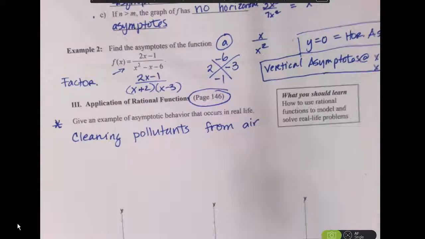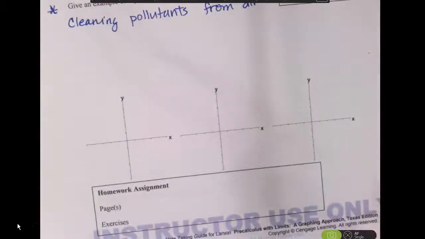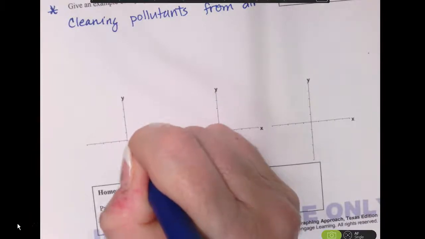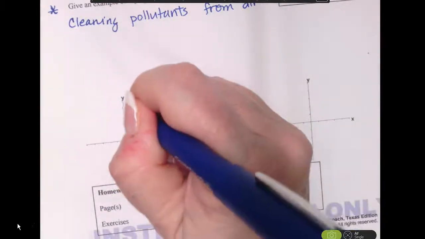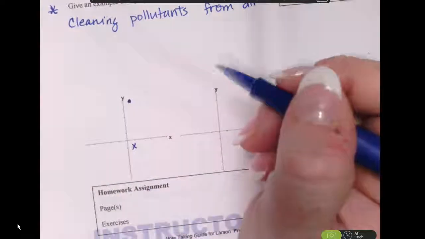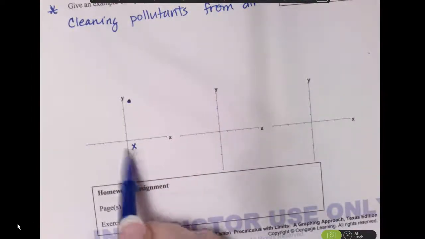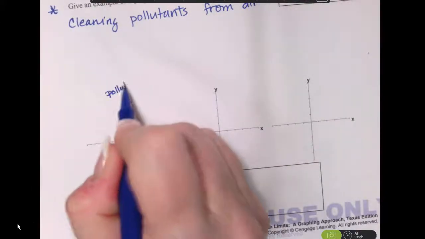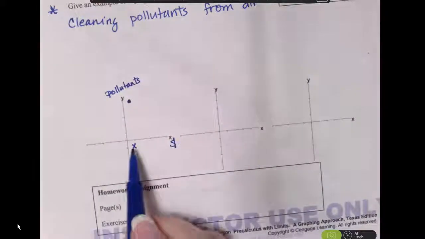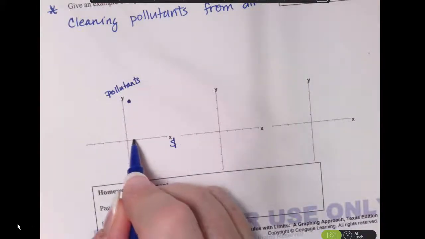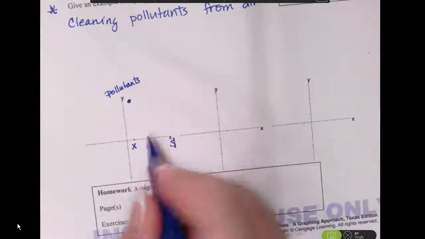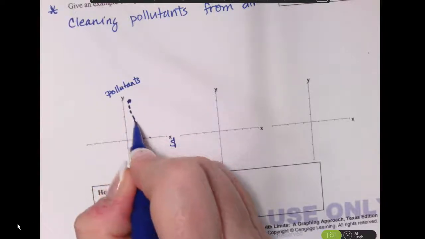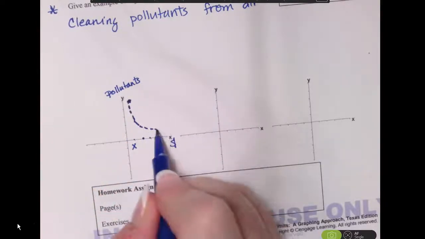So let's just talk about it in general terms. You can spend no money or very little money and have tons of pollution in the air. And the more, so I'm going to say on my X scale is money, and then on my Y scale is pollutants. So you spend very little money and you end up with tons of pollutants. And as you spend more and more money, you're going to be able to clean more and more pollutants.